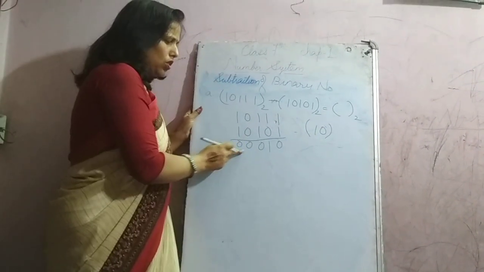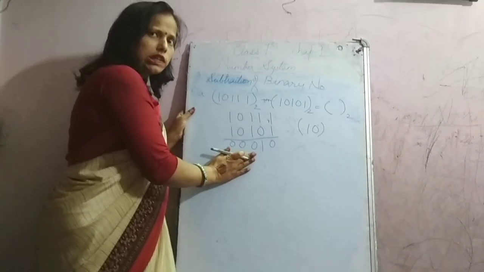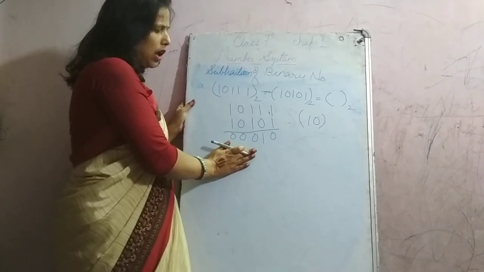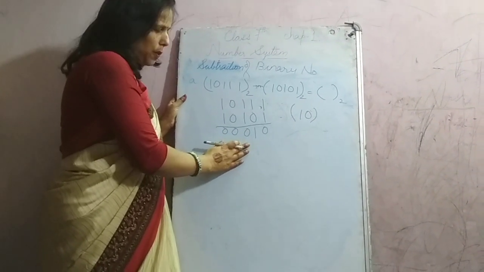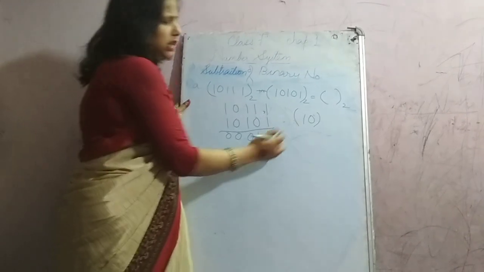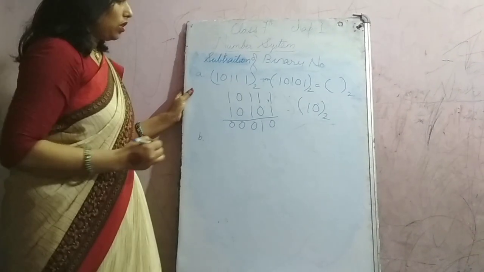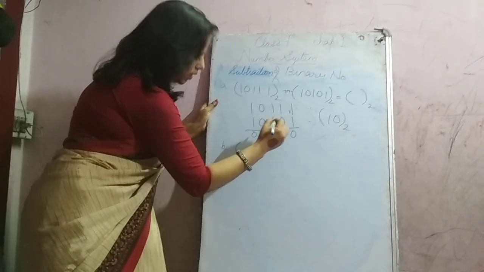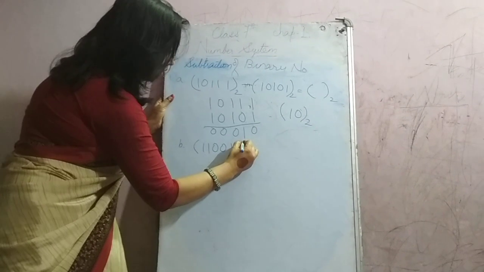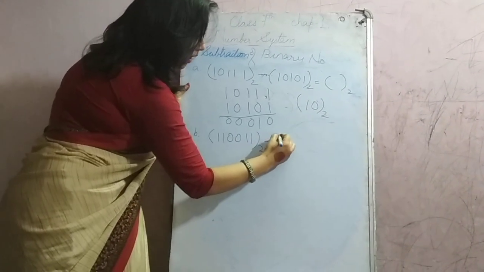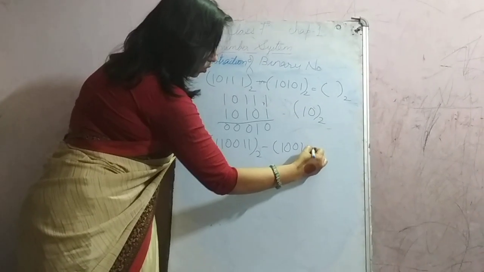Because 0 0 0, before it is starting from 0, so it doesn't have any value. As we have already seen in our maths, if it starts with 0, it doesn't have any value. So what figure will it be? 1 0. Okay. Now one more example I am going to show you. 1 1 0 0 1 1 minus 1 0 0 1 1 0.